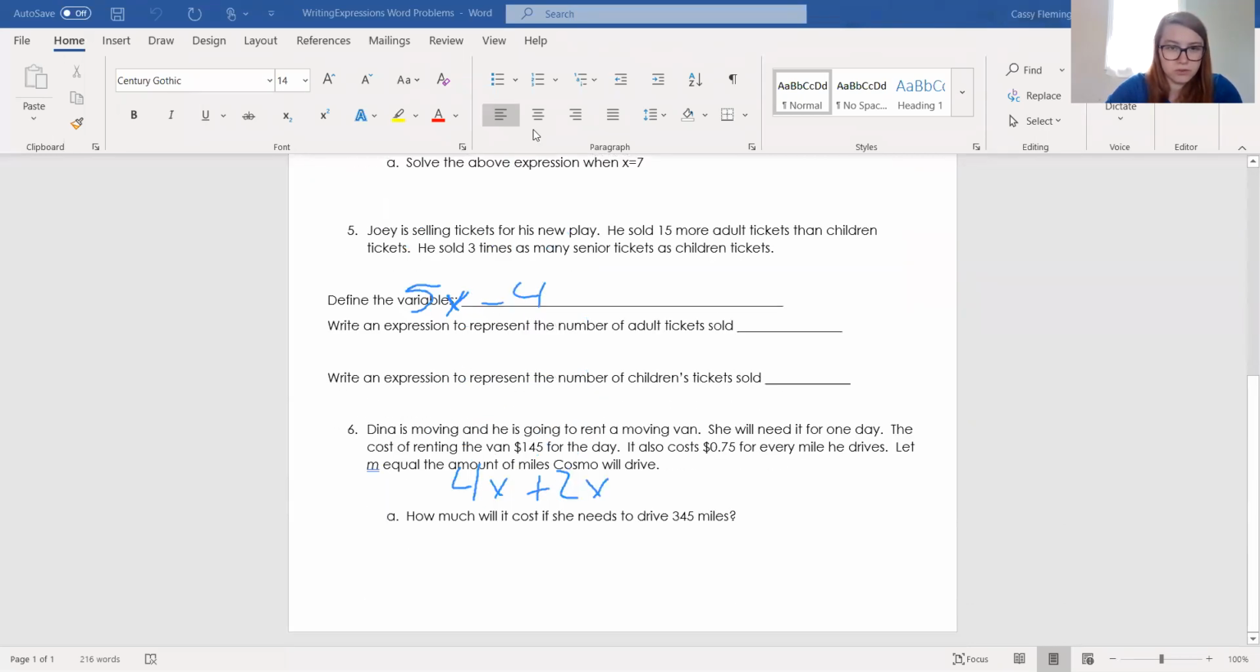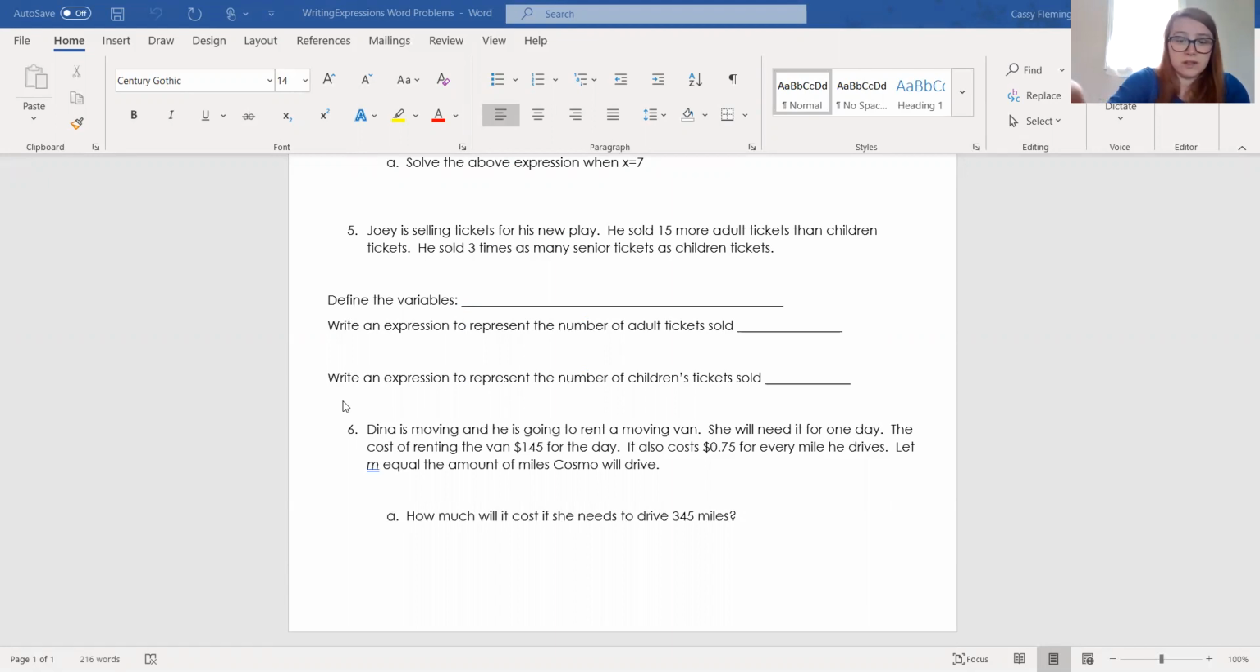Scroll down to number 6. Dina is moving and she is going to rent a moving van. She will need it for one day. The cost of renting the van is $145 for the day. It also costs 75 cents for every mile she drives. Let M equal the amount of miles she will drive. How much will it cost if she needs to drive the van 345 miles?